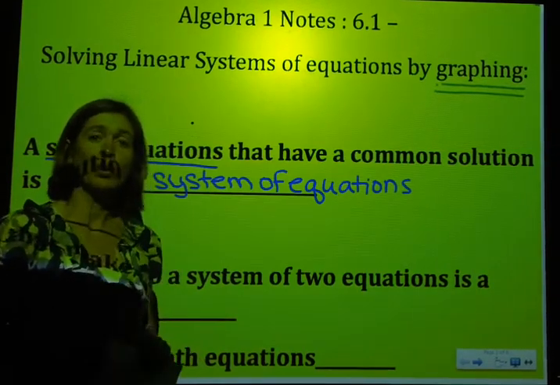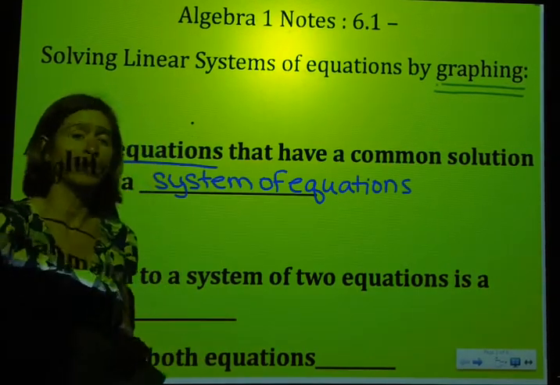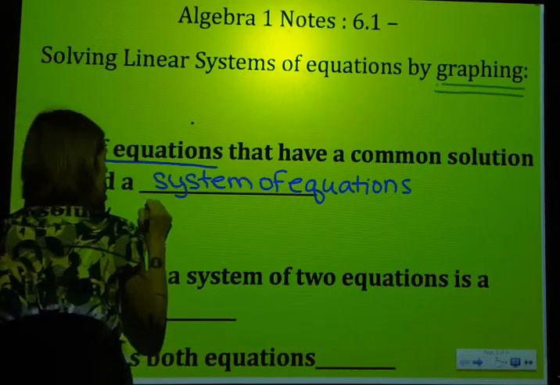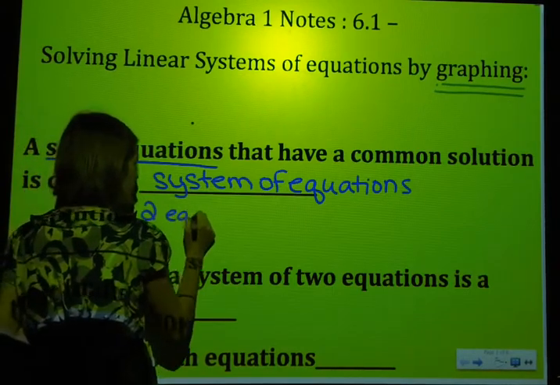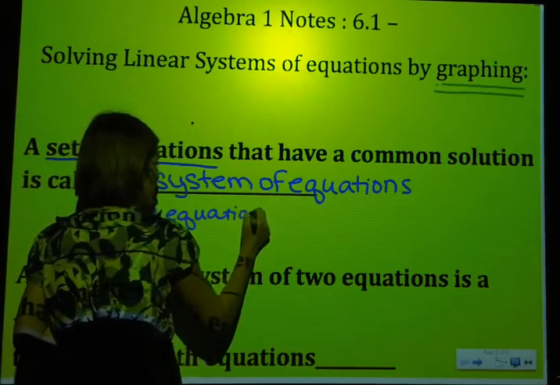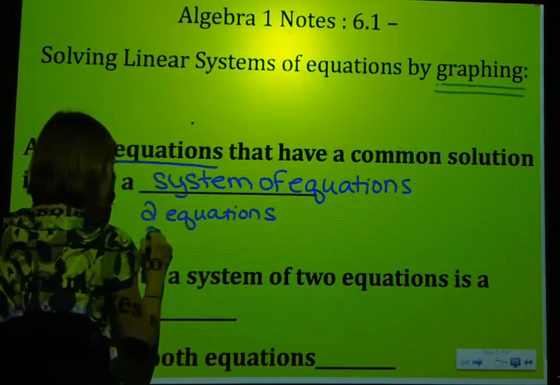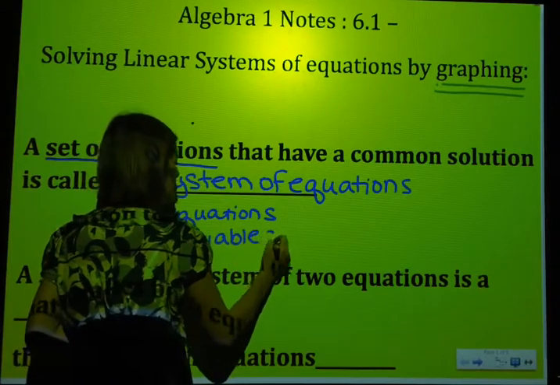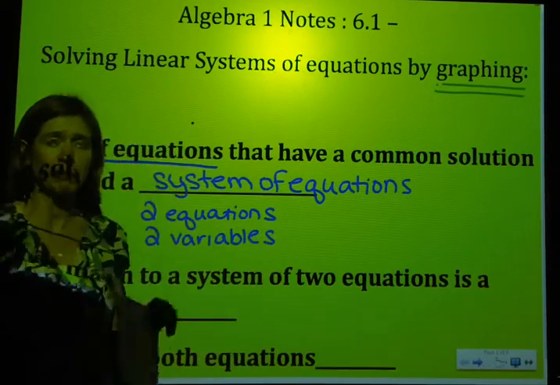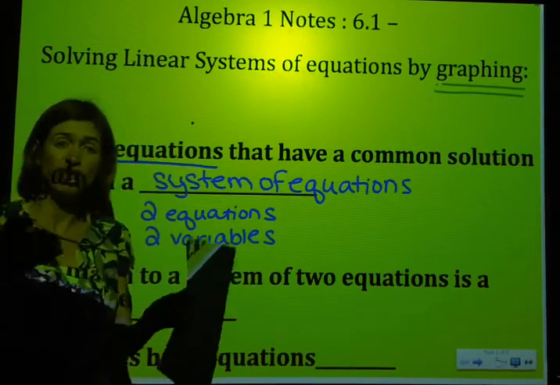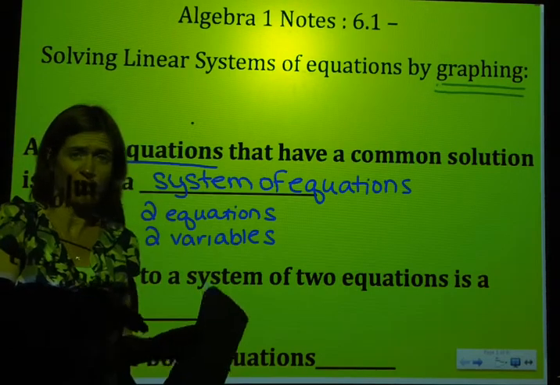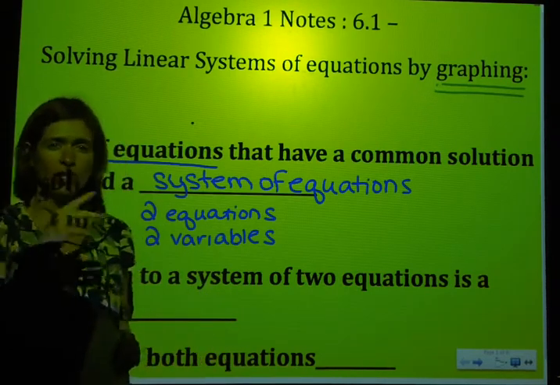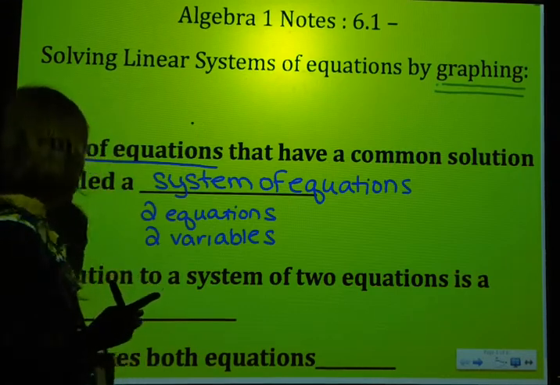In our class, we're going to be doing systems of linear equations, which means that there will be two equations and two variables. You're going to have to be able to recognize a system of equations, but the easy way to recognize it is that it's two equations together, whereas a linear equation is just one.